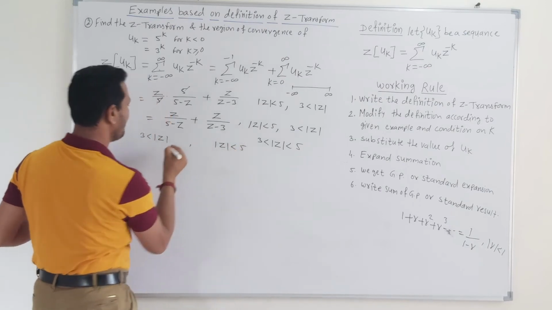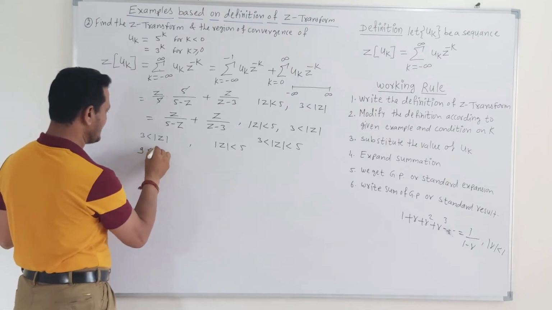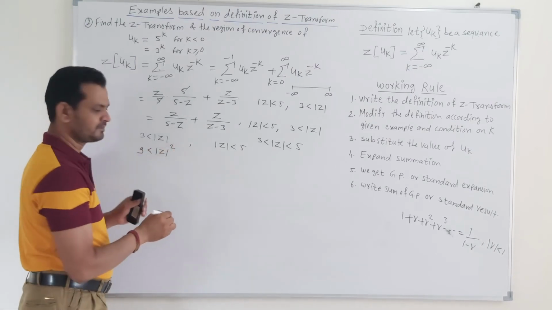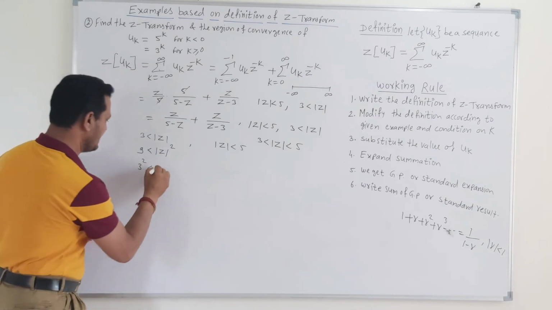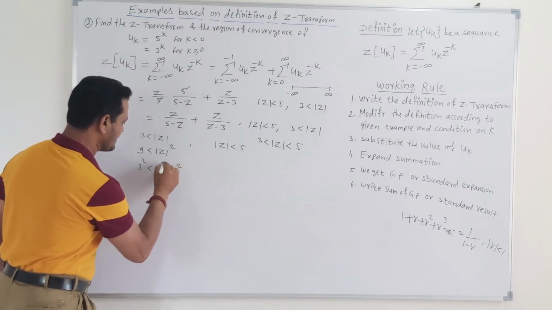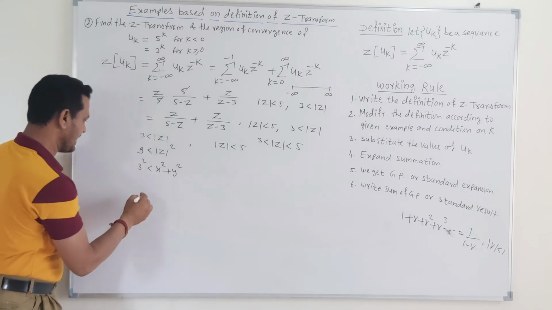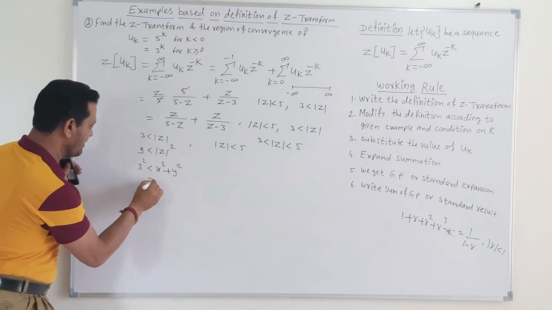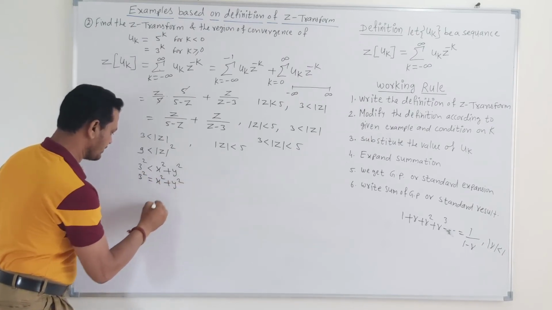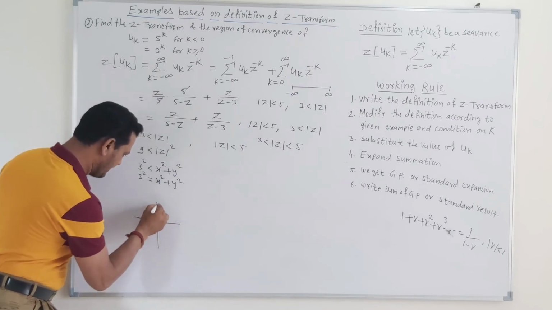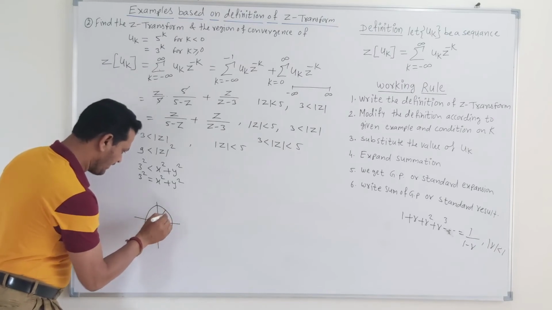is less than 5. If we simplify this by squaring, then 3 square is less than mod of z square. We know that mod of z square is x square plus y square. So this is the equation of a circle with center at origin and radius 3. If we put the equal sign, we get 3 square equal to x square plus y square. That means this is the circle having center at origin and radius 3. So this is the radius of this circle.